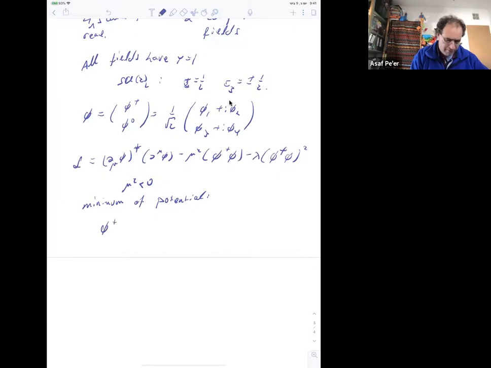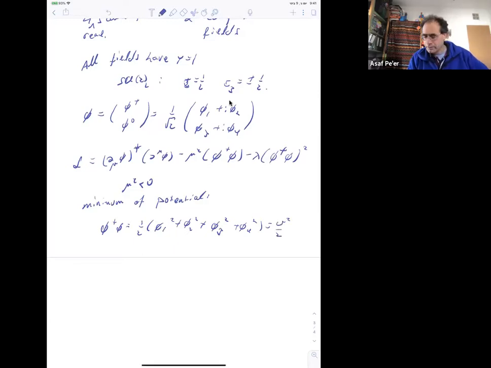Where phi dagger phi is simply 1/2 (phi1 squared plus phi2 squared plus phi3 squared plus phi4 squared), which is v squared over 2, which is just minus mu squared over 2 lambda. That's the minimum of the potential. So far, I'm just repeating the same steps that we did previously, just slightly more complicated. And the reason I explained to you is that we need the 3 Goldstone bosons plus the 1 extra Higgs one.